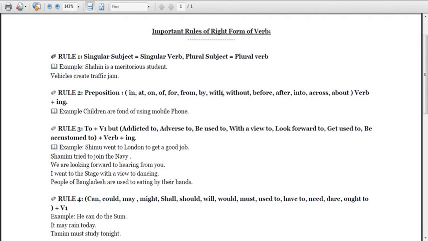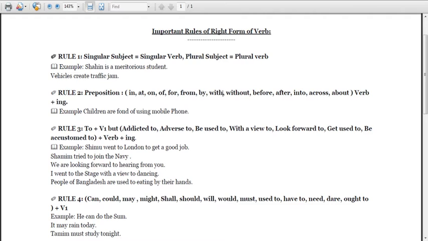Here we see some examples. We are looking forward to hearing from you. So look forward to, looking forward to, hearing from you. Another one: I went to the stage with a view to dancing. So to plus V1, except these phrases. It's all about rule 3.